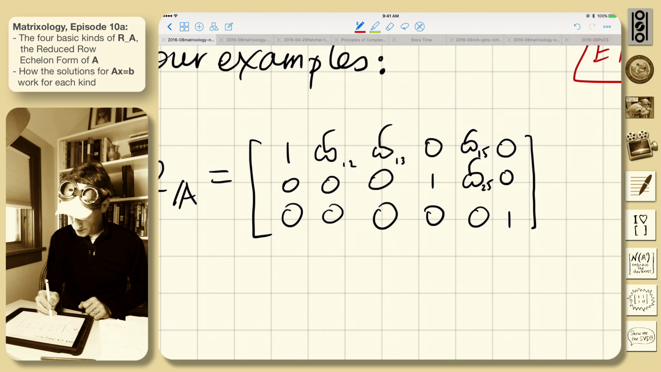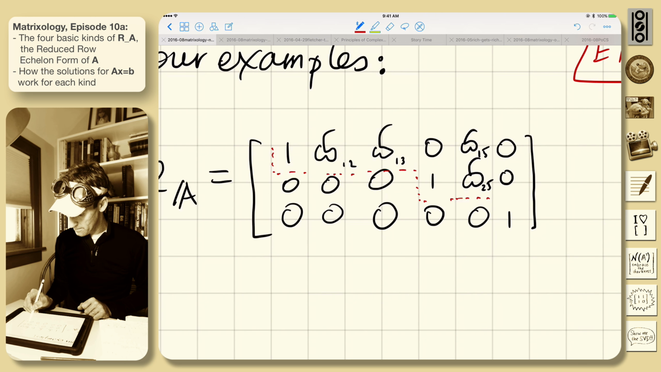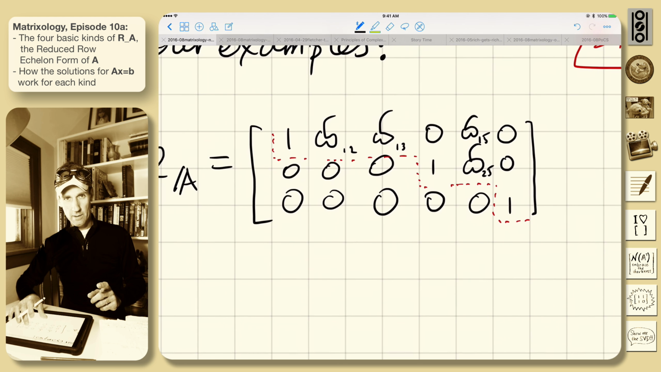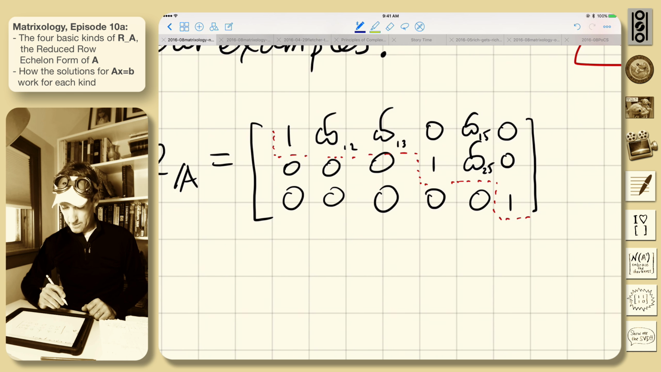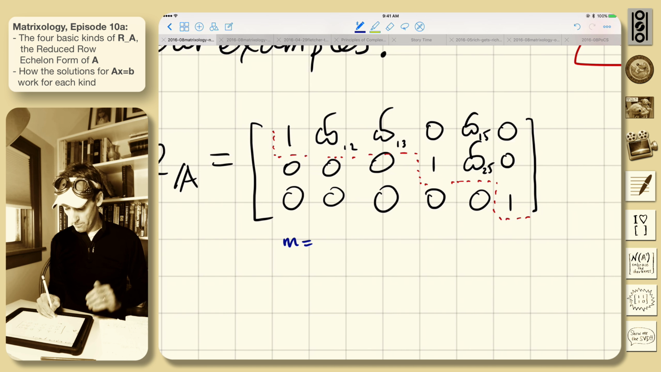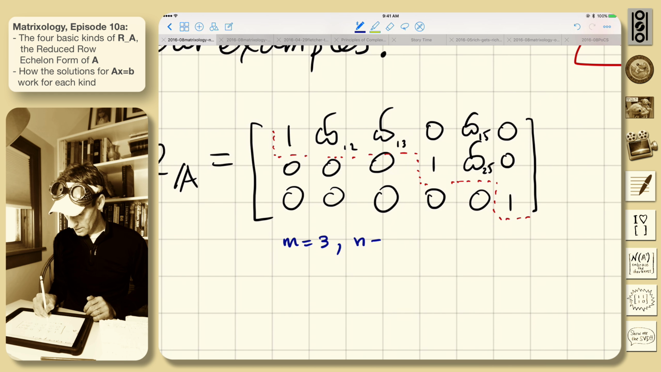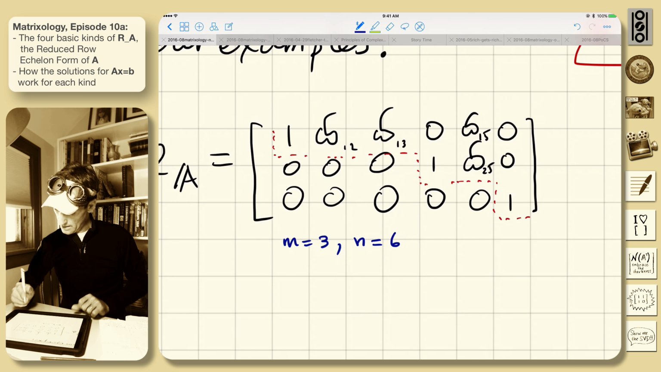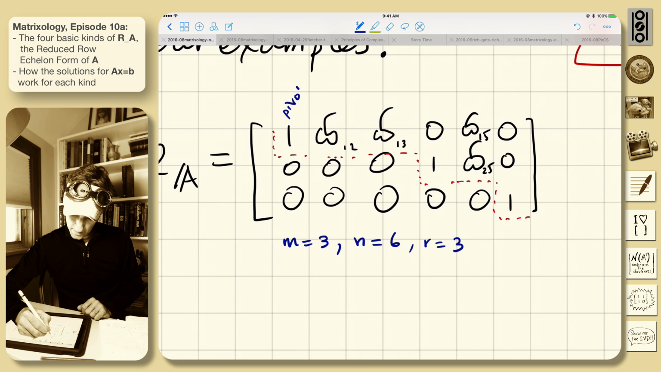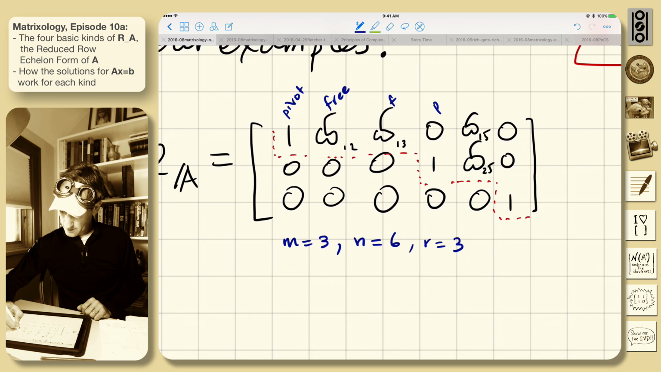So let's look at this, what's the anatomy of this thing? Okay, so here's our stair step, all the way across here. Important thing to write down, just as we've always from the start said how important it is to write down just the shape of the thing. So this is M equals 3 rows, N equals 6 columns, and then how many pivots? And then that's the rank, 3. So let's indicate that. So this is pivot, and then free, and then I'll just write free, pivot, free, pivot.